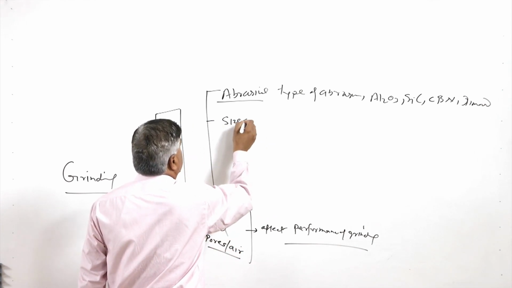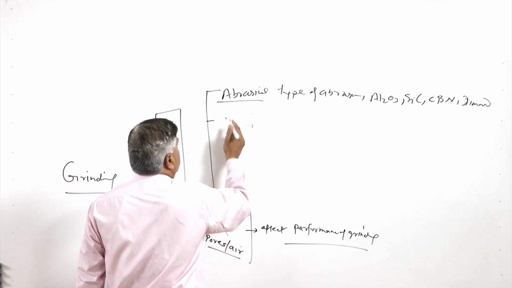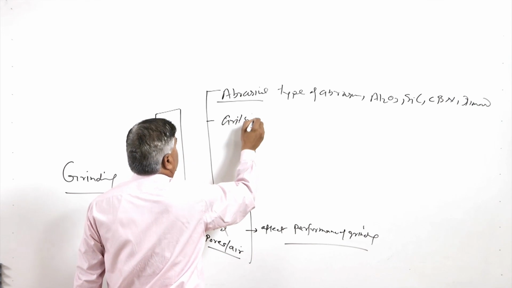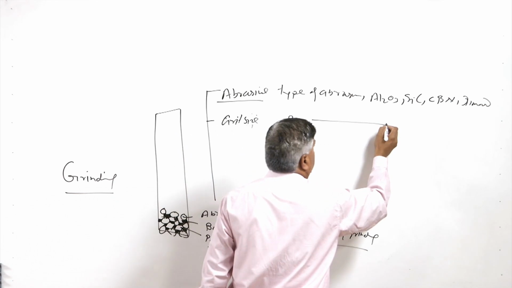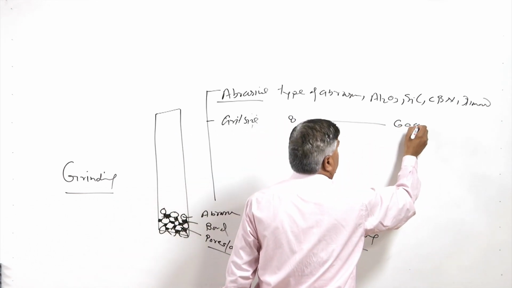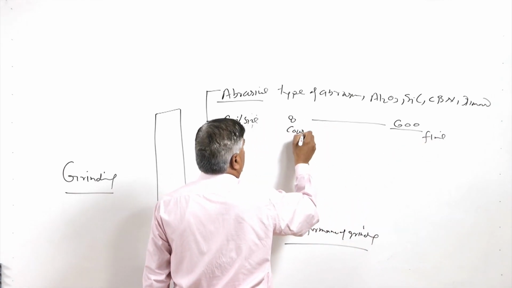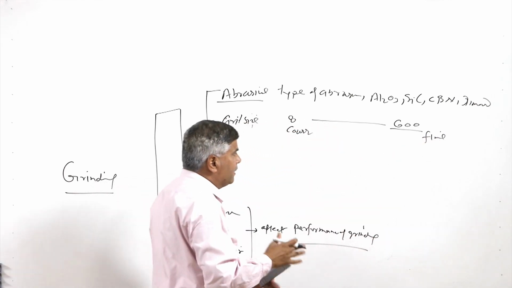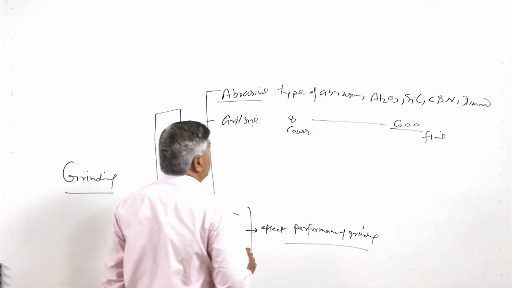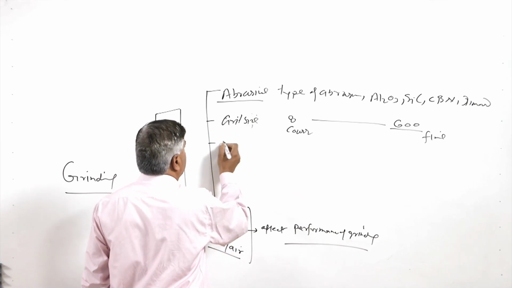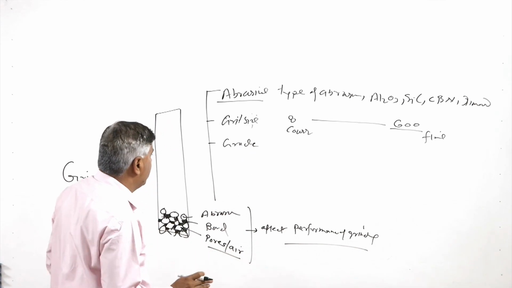Then we have the size of the abrasive, also termed grit size. Grit size can vary, say from 800 mesh size to 600. This is extremely fine and this is very coarse. Depending upon the kind of surface finish and the metal removal rate required, the suitable grit size is selected.